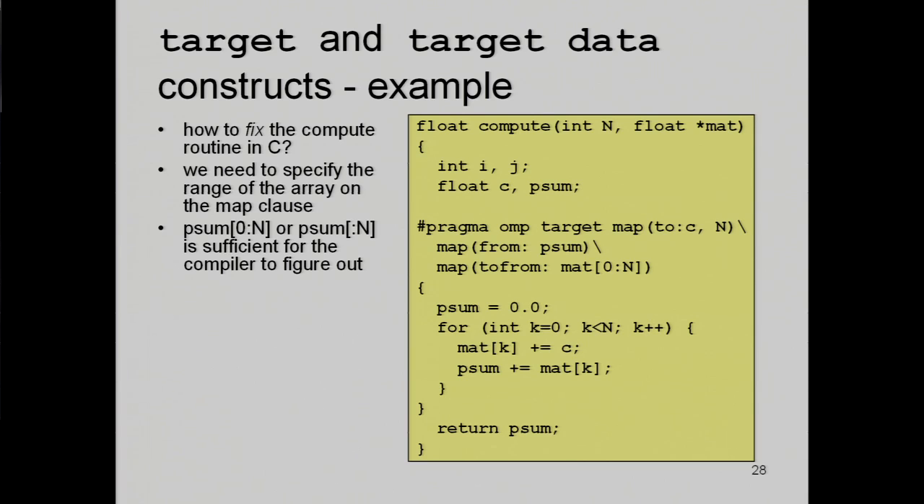So we know the size of the array will be n. That means I can tell the compiler, okay, I want to map the mat array to the target device, this is the starting point, and this is the size I want to map. This is the whole idea, and that's why we needed to introduce array section syntax into the C and C++ part of the specification.